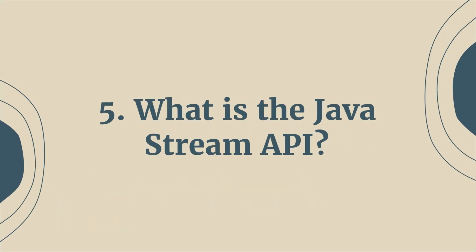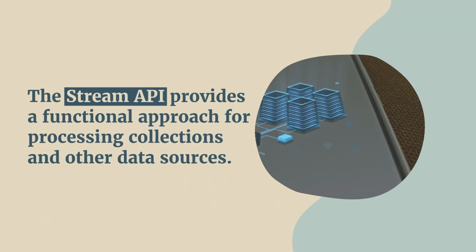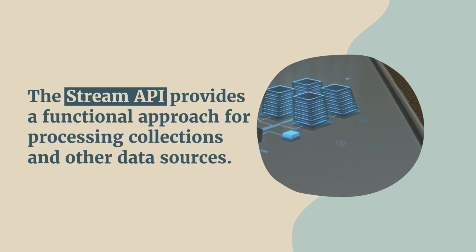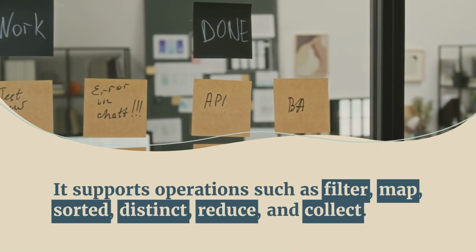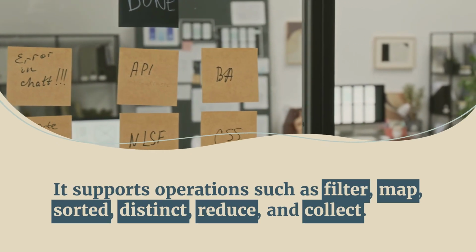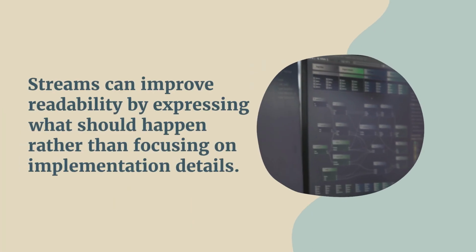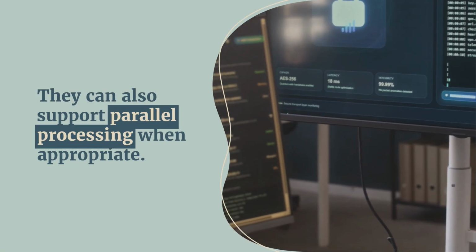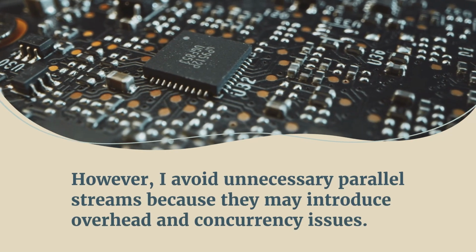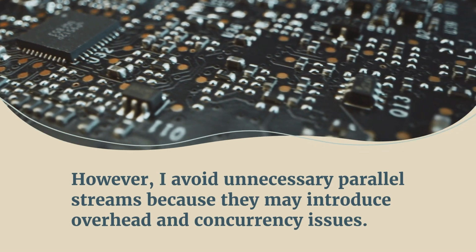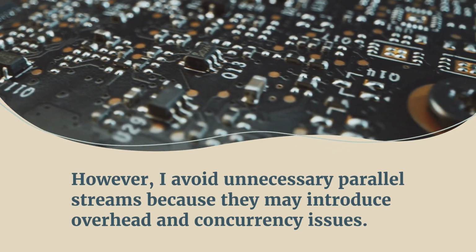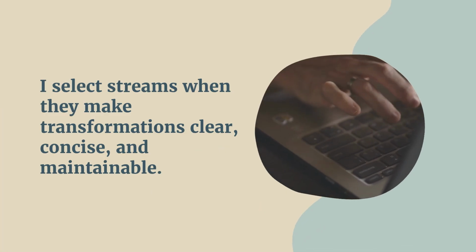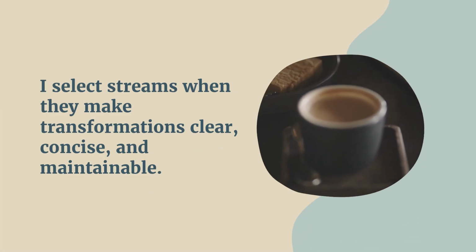What is the Java Stream API? The Stream API provides a functional approach for processing collections and other data sources. It supports operations such as filter, map, sorted, distinct, reduce, and collect. Streams can improve readability by expressing what should happen rather than focusing on implementation details. They can also support parallel processing when appropriate. However, I avoid unnecessary parallel streams because they may introduce overhead and concurrency issues. I select streams when they make transformations clear, concise, and maintainable.